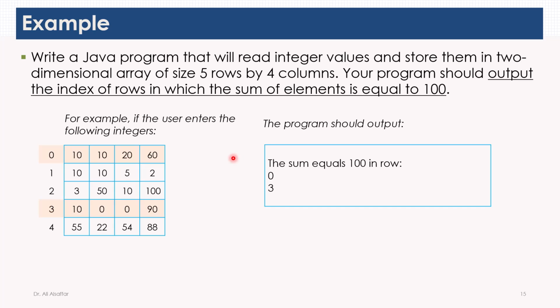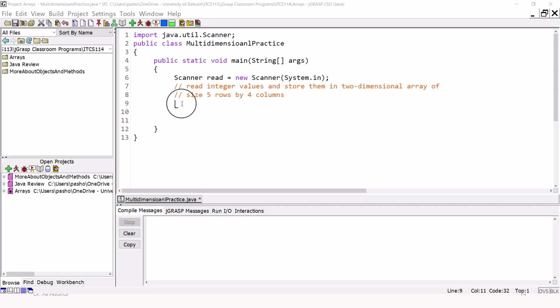So you write nested loops, you make the outer loop responsible for counting the number of rows, and you make the inner loop responsible for counting the number of columns. Let us go to JGrasp and show you how to implement this program. We are now in JGrasp.